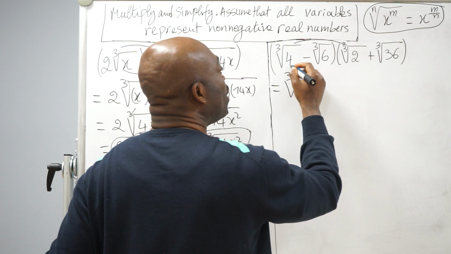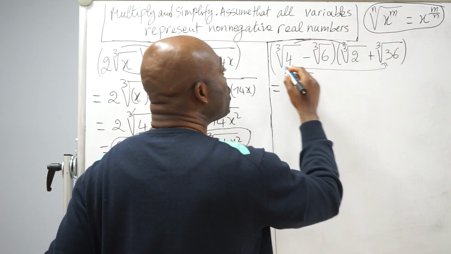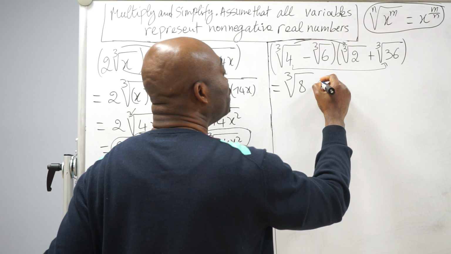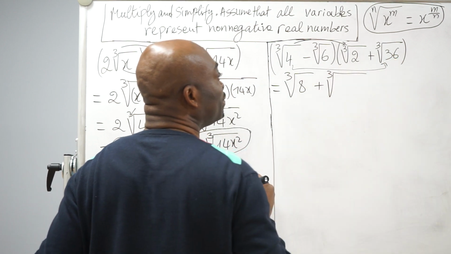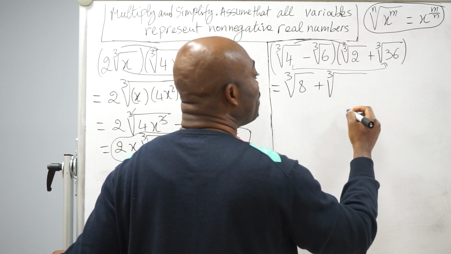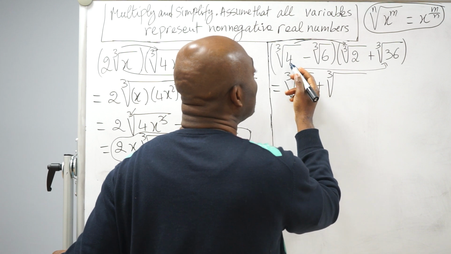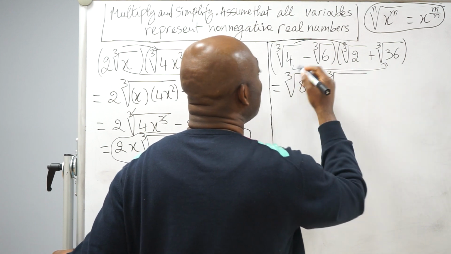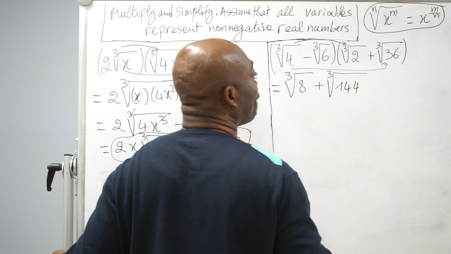And then the same one here, now we're multiplying with this one. So what would that give us? We're doing cube root of 4 times 36. And that would give us what? 4 times 36 would give us 144. 4 times 6 is 24, and 4 times 3 is 12, so that's 144.